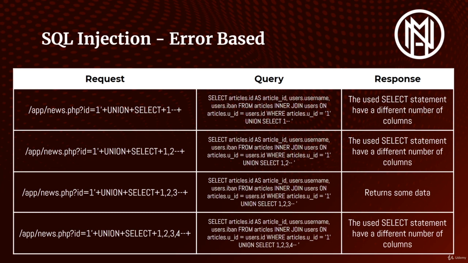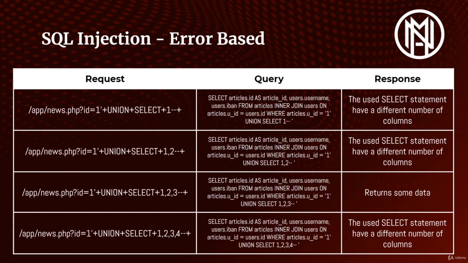And as you can see in our fourth example, we're doing the same thing. We're closing out the query and we're saying, hey, union select 1, 2, 3, 4, which is one more column than the application expects. And it comes back and says the same thing. Hey, your select statement has a different number of columns. I can't help you with this query. So when we do this in our error-based SQL injection, we're guessing the number of actual columns that exist within that table. In this case, there are only 3.